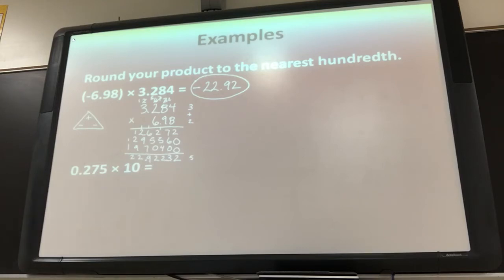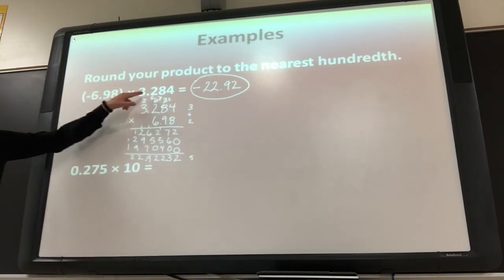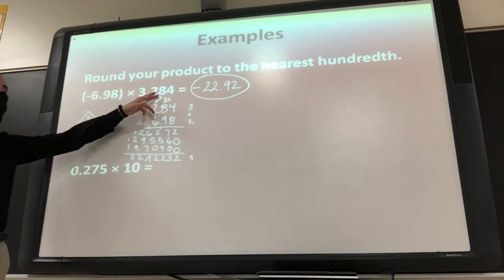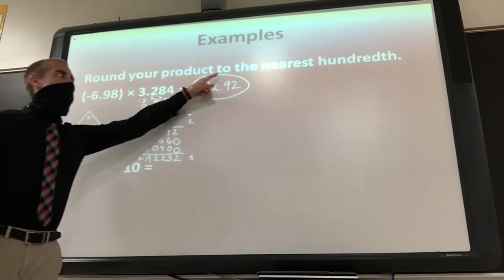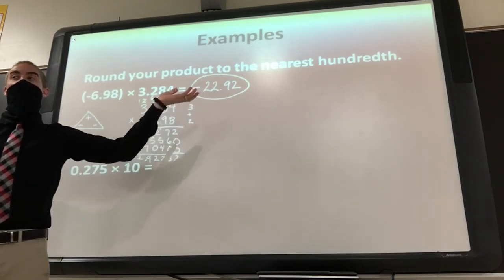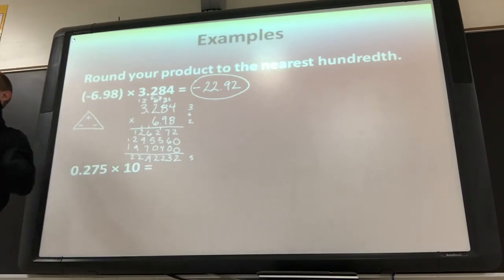And one other thing before you do a couple on your own. As you multiply these, just ask yourself, does this answer make sense? 6.98 is really close to 7, and 7 times 3 is 21. So if we're doing something really close to 7 times something a little bigger than 3, we should get something close to 21. If you got 229.2, that wouldn't make sense. Or if you got 2.29, that wouldn't make sense either. But 22 does make sense. It makes sense that that would be our answer. So just ask yourself, does this answer make sense?